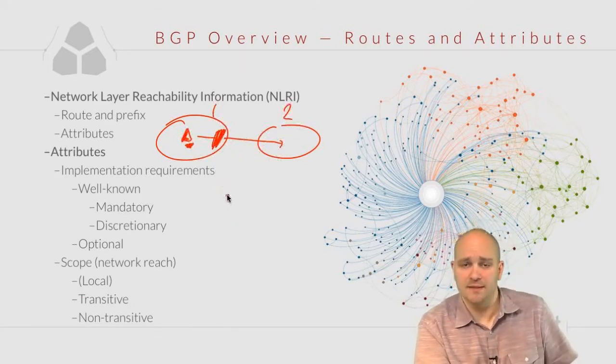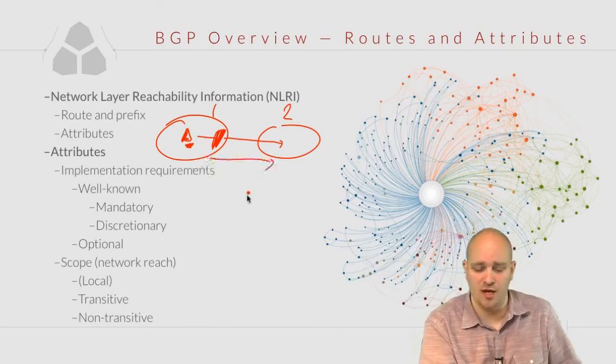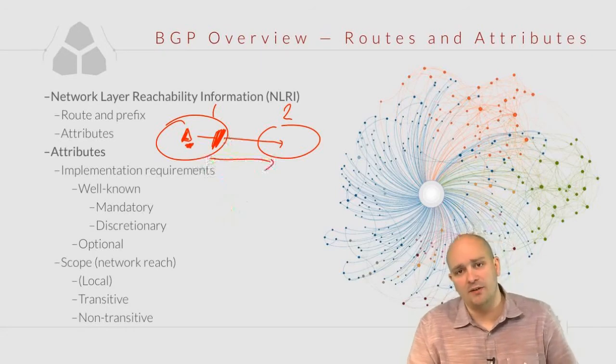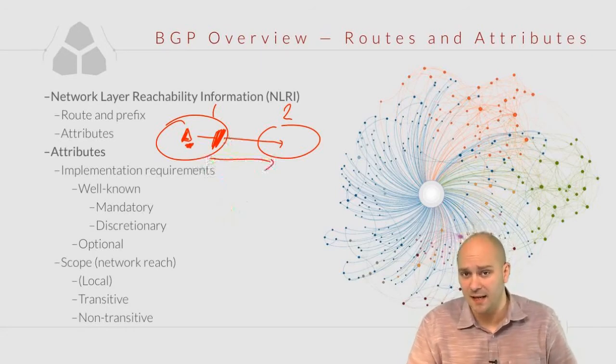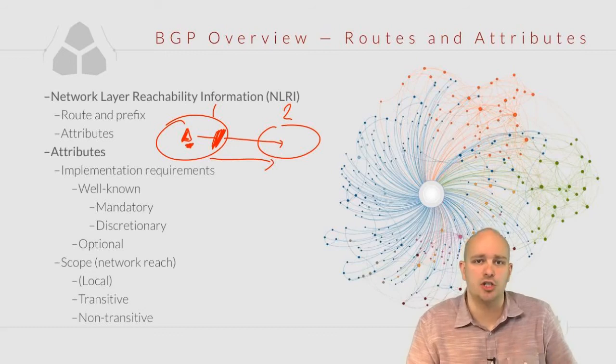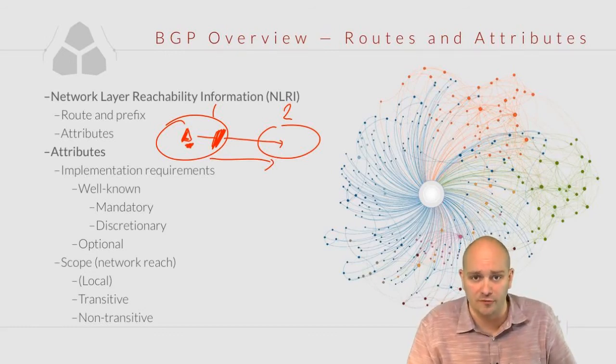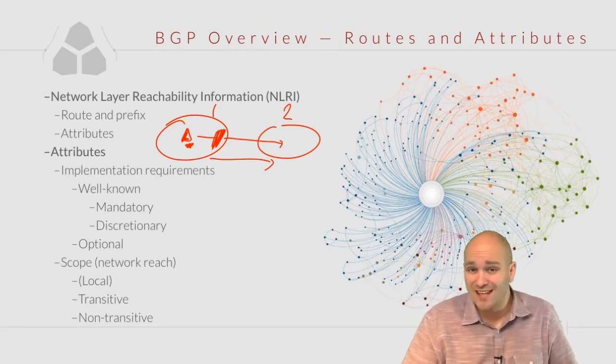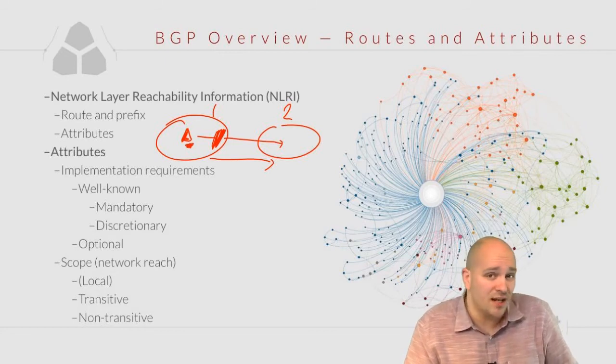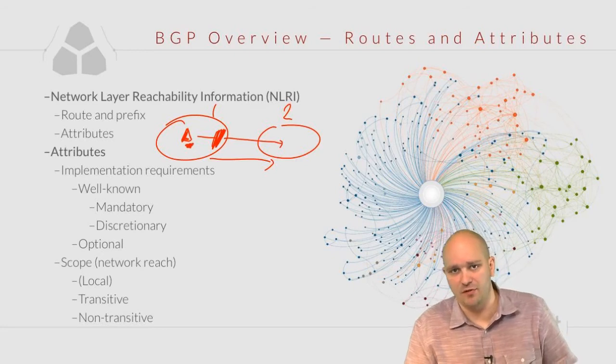Now keep in mind that even for the transitive attributes, we can change them. This is very different than, for example, the flooding scope of LSAs in OSPF, where we cannot change anything in the LSA within the flooding scope. With BGP, we can modify attributes pretty much freely. We can do whatever we like. It's just how the default behavior is.